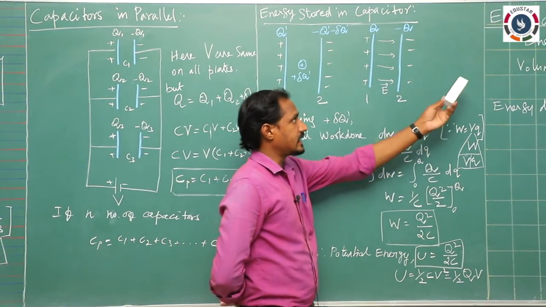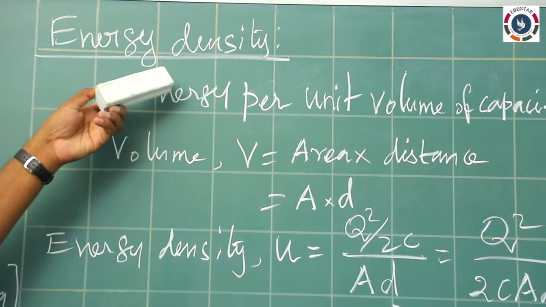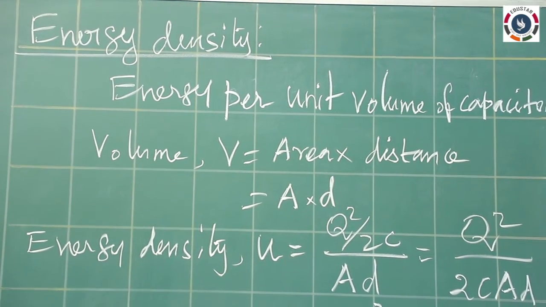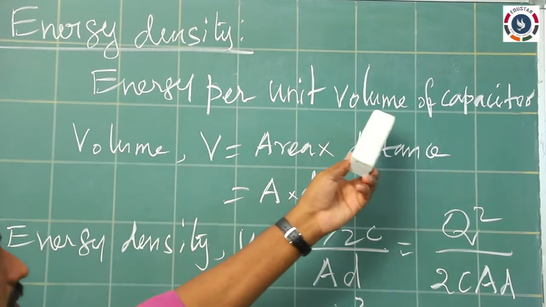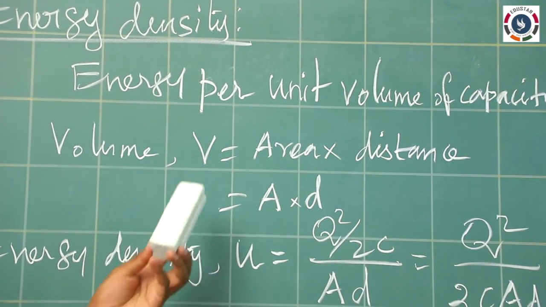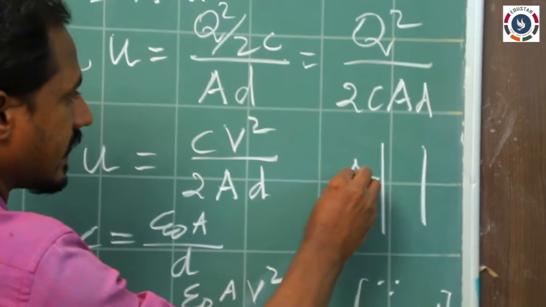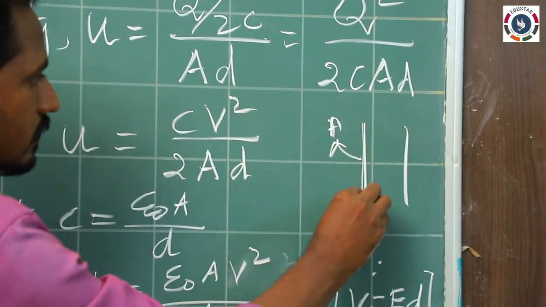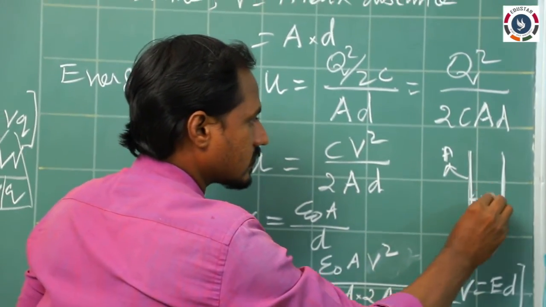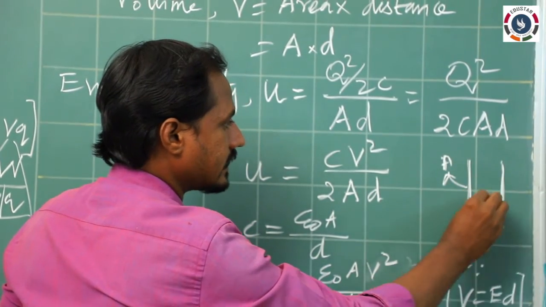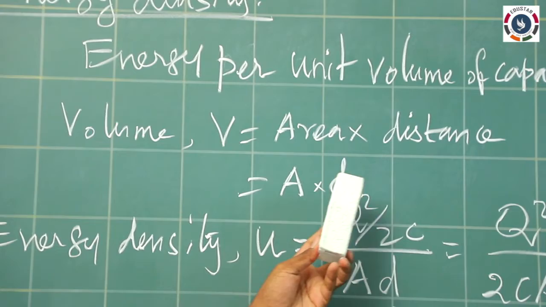Next, energy density. We know density means everything per unit volume. So, here energy density means energy per unit volume of the capacitor. We know the capacitor, that is the parallel plate capacitor. This is the area of the plate. The area on both plates will be the same and the distance of separation will be D. So, the volume of the capacitor is area into distance, A into D.